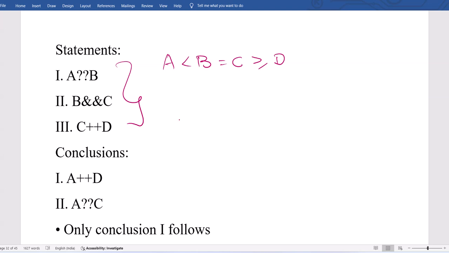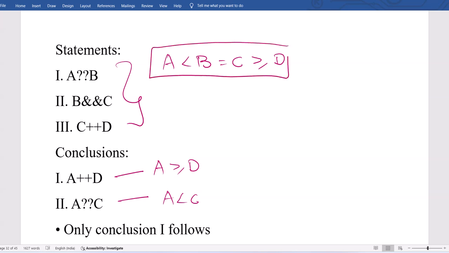Now conclusion 1 is A greater than or equal to D. Conclusion 2 is A less than C. Which is correct here? This is the statement. Analyzing the statement, you need to decide which conclusion is definitely true, always true.